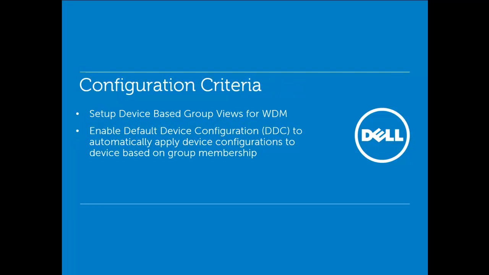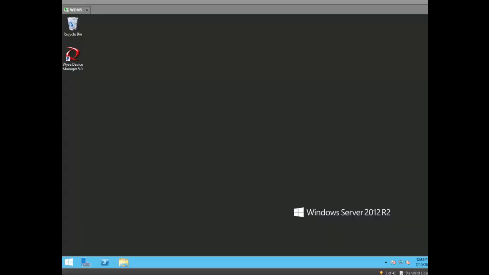The configuration criteria for today's demo are to set up device-based group views for WDM, and enable default device configuration, otherwise known as DDC, to automatically apply device configurations to devices based on group membership. In this specific example, I'm going to use a couple of different internet URLs and create default Firefox device configurations with those URLs. So I'm going to switch over here to my WDM server.